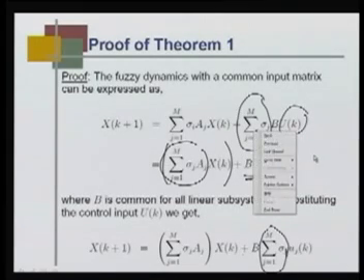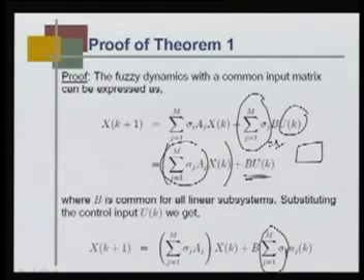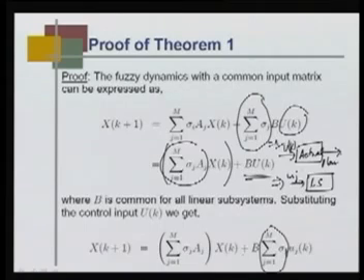So what I showed in this theorem is that if I give u k to my actual system plant, this implies my linear subsystems are being excited by u j.